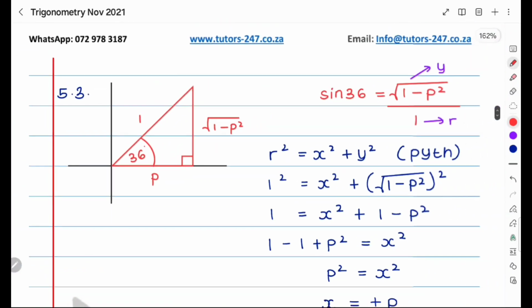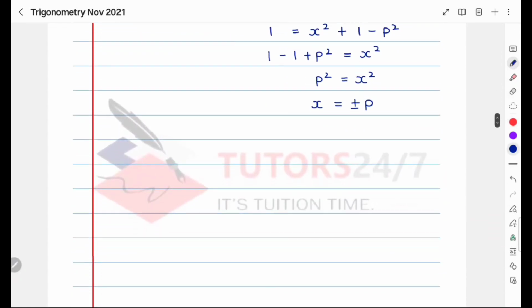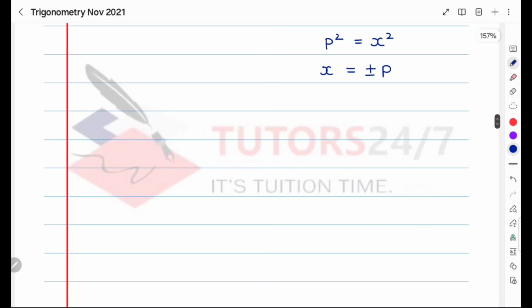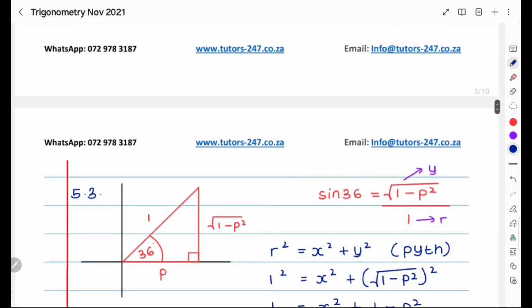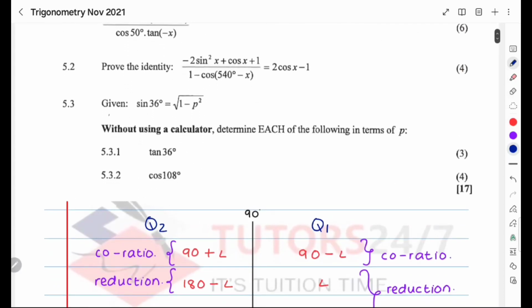So we've now completed our triangle. So let us now answer the questions that follow. So question 5.3.1. What is question 5.3.1? Without using a calculator, determine each of the following in terms of p.